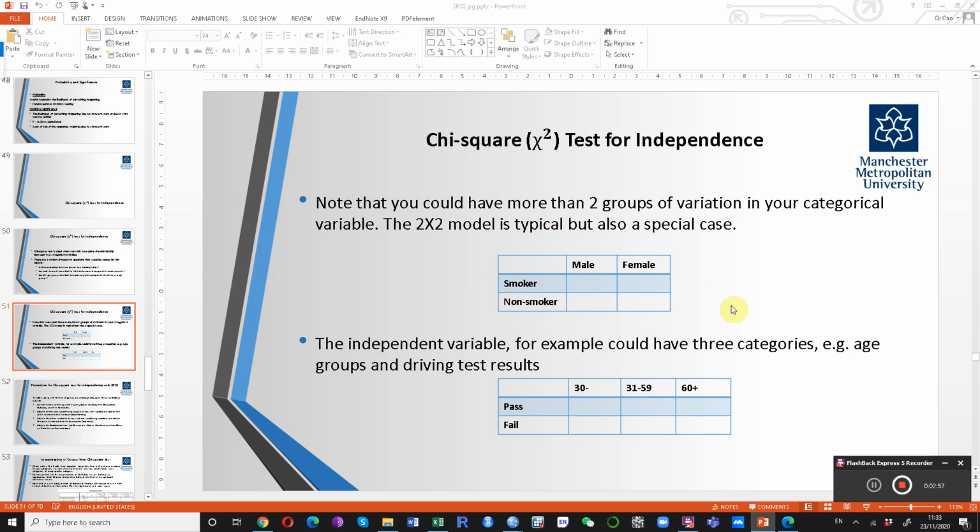So the research question itself, or the hypothesis one, will be that there is a gender difference in terms of smoking behavior. The null hypothesis in this case would be there's no such difference, or gender has no influence or impact on smoking behavior. So let's test it together.